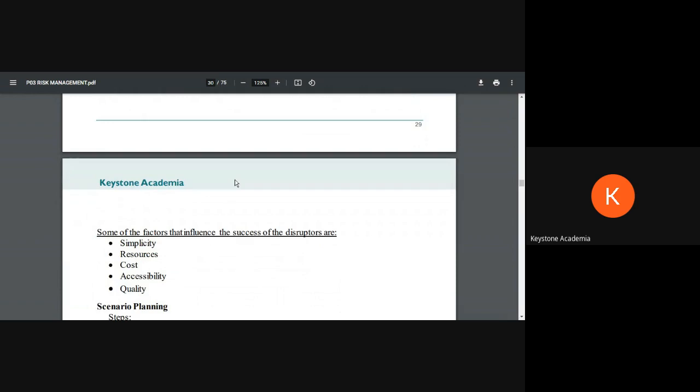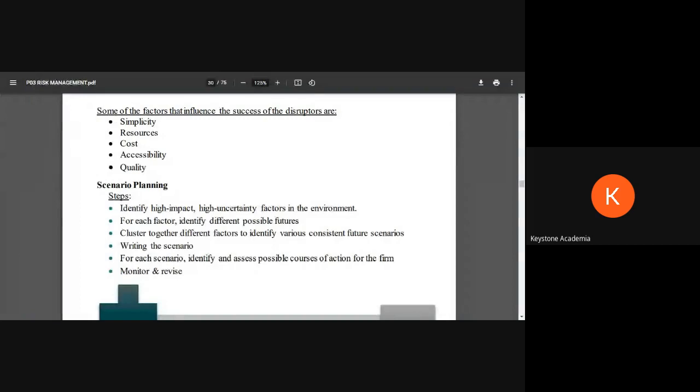That is simplicity. It's very simple. Resources are very easily available. Cost, it costs very low. Accessibility, people have it. Quality is a very big difference.